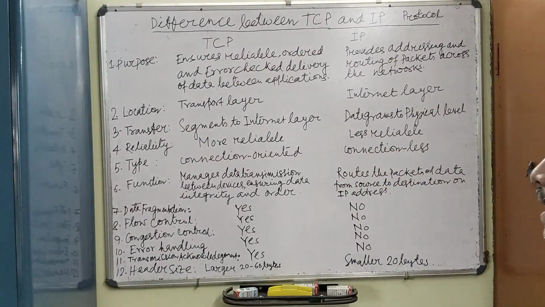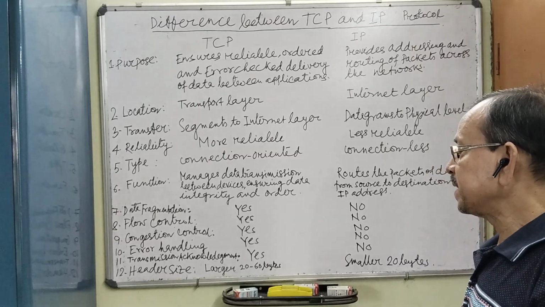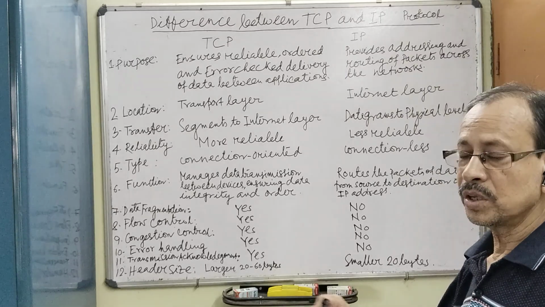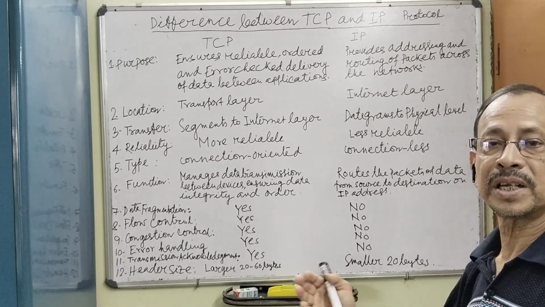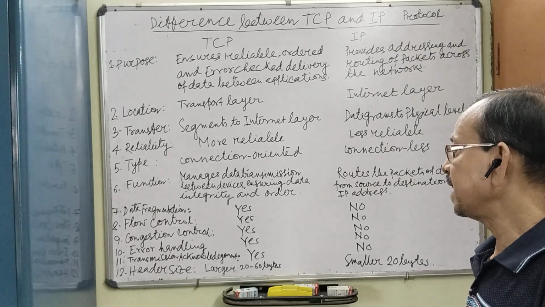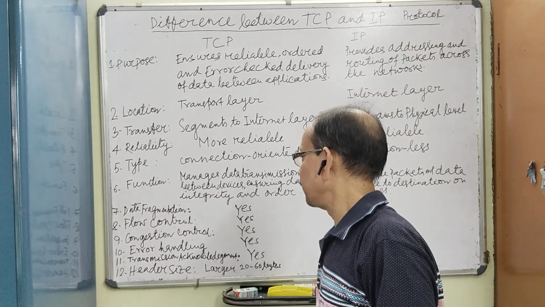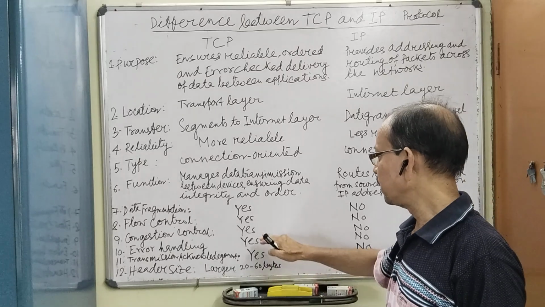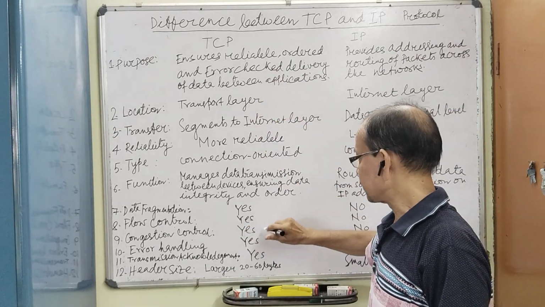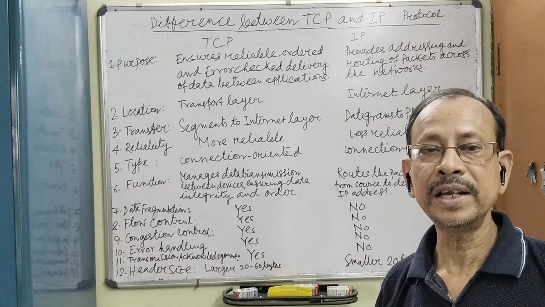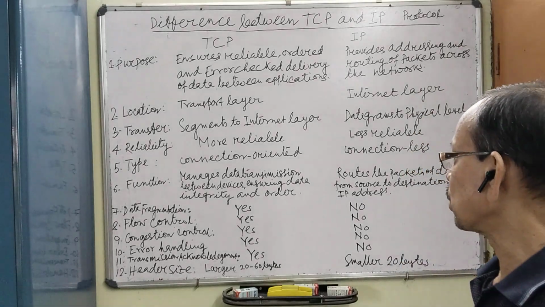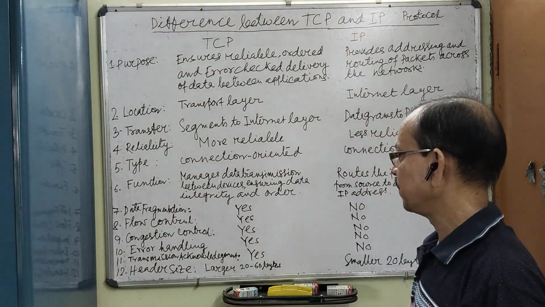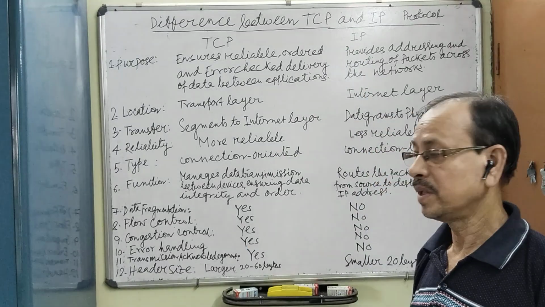Another is congestion control. Congestion control concerns the amount of data between sending and receiving. If more data is sent from the sender side and the receiver can take less, then there is congestion. How can we control that congestion? There are many mechanisms. So congestion control can be maintained in the TCP protocol. On the other hand, there is no congestion control in case of IP.